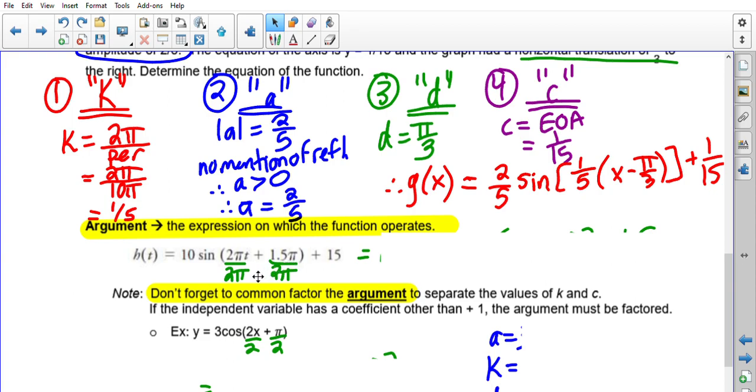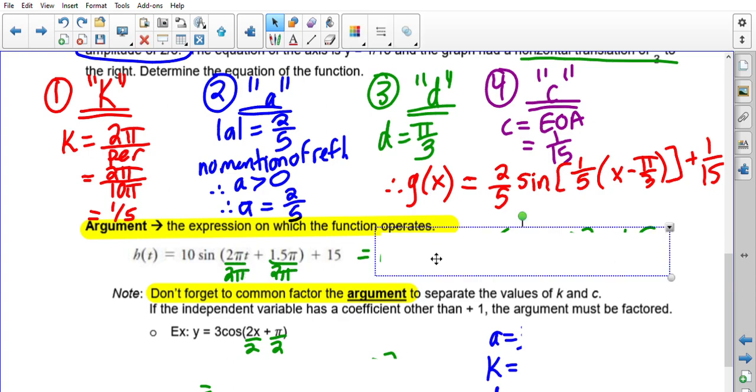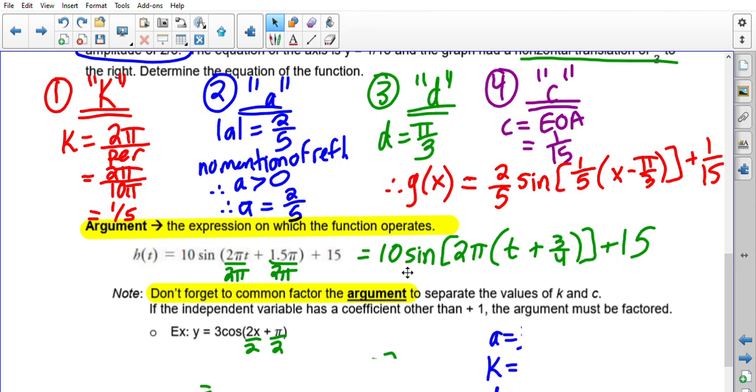So that means I have to factor out my k value here, and my letter here is t, so I have to factor out 2 pi. So that's going to leave me with 10 sine square bracket 2 pi bracket t plus, and then if you do 1.5 pi divided by 2 pi, the pi's cancel out. 1.5 divided by 2 leaves us with the 3 over 4. Close the bracket, plus 15. So make sure you do that, or else you will have the incorrect d value.